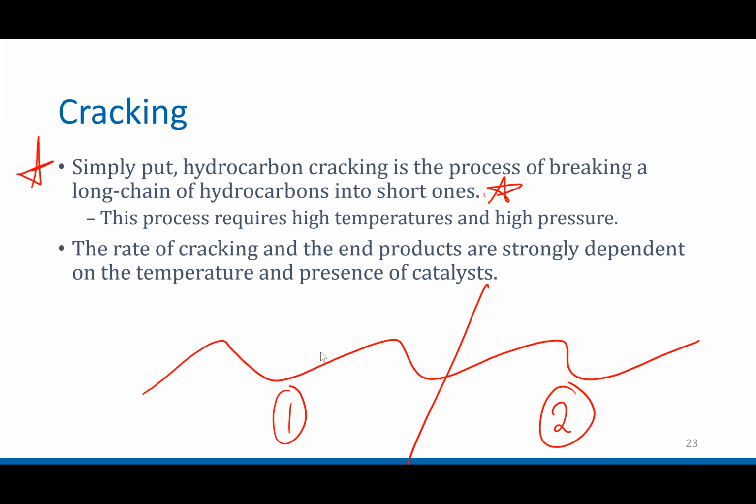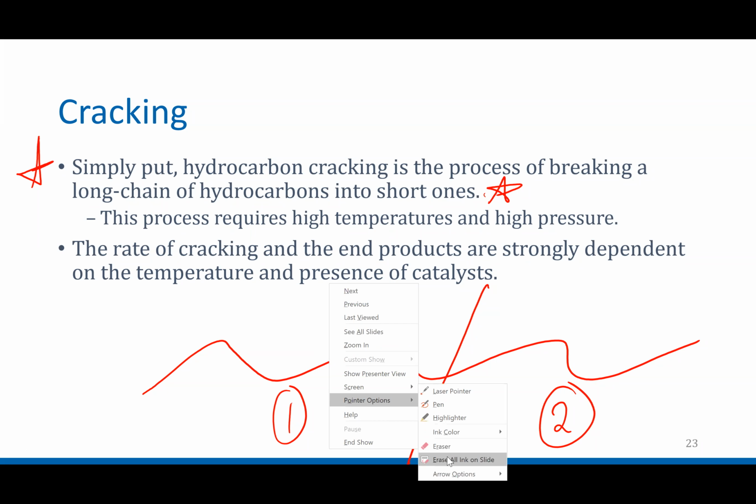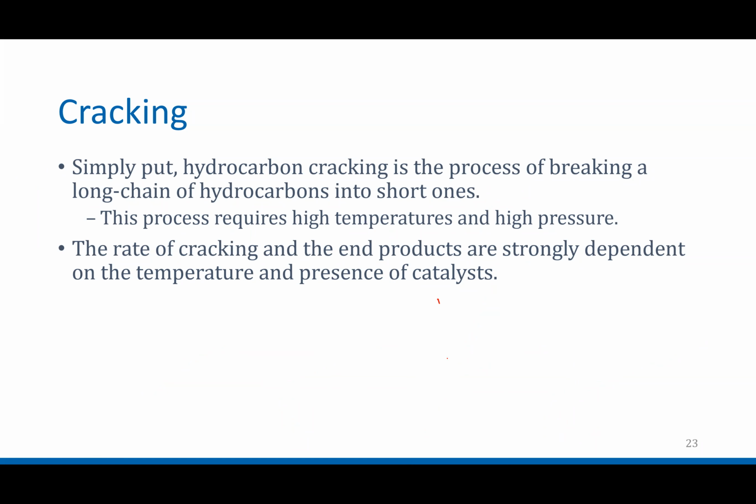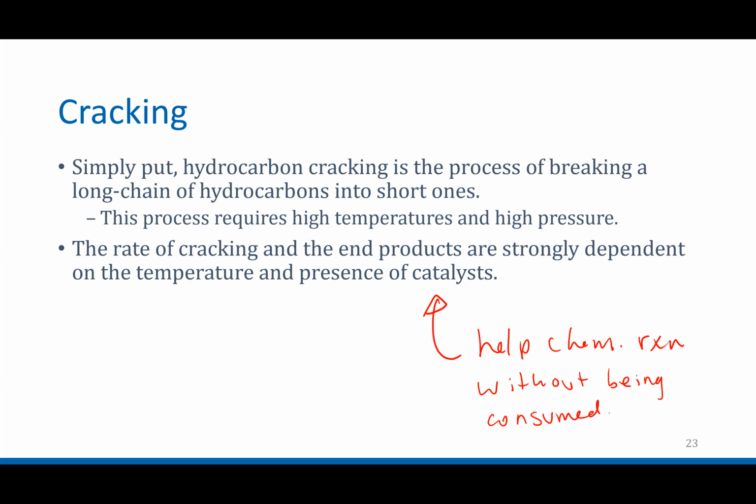One thing I'll mention, let me just clear my writing here. And we did this at the end of chapter 3, remember what a catalyst is. This is something that helps a chemical reaction without being used. Or, well, being used is the wrong word, without being consumed. So it helps a reaction along, but it doesn't get consumed by that particular reaction.